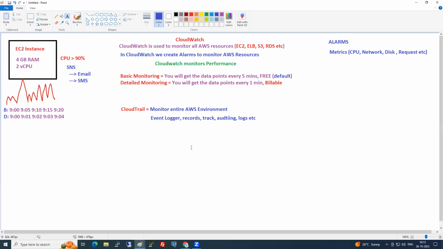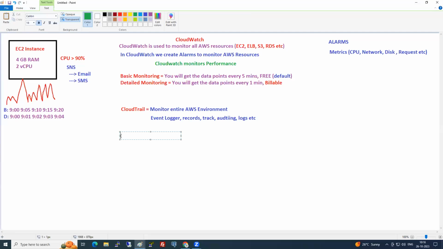CloudTrail is the BAP of EventBridge. Understood? Everything that you do is in the CloudTrail. Okay, and now you tell me.